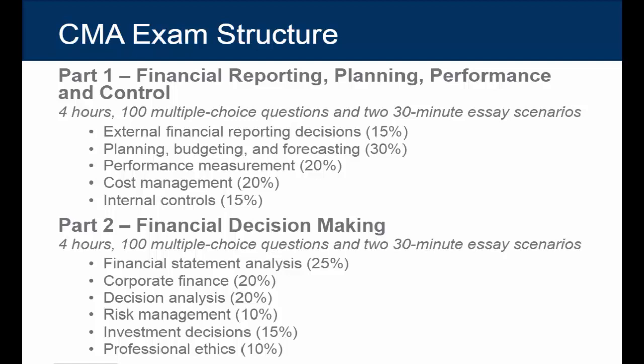The next part is financial decision making. This part has 6 sections. It starts with financial statement analysis, which is looking at financial ratios, so your turnover, profitability, liquidity ratios, calculating them and also interpreting them. How are we trending over time? How do we compare to our competitors?